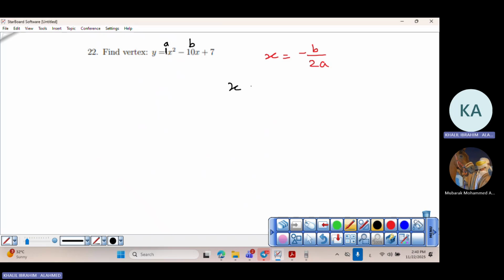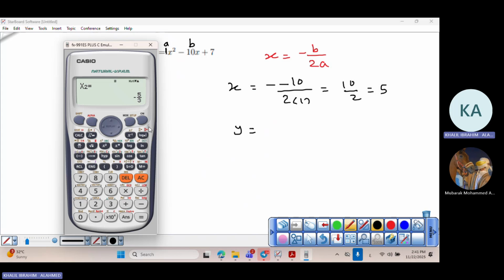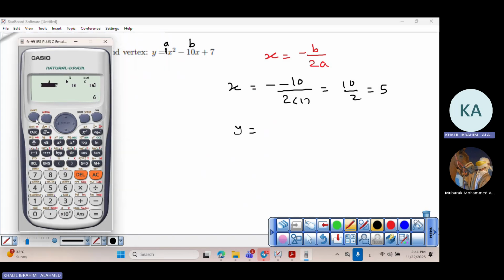So x equals negative negative 10 over 2a, which equals 10 over 2. The answer equals 5. This is x, x for the vertex. How to find y? Just substitute in your calculator. You can use the calculator. Write the equation as you see here.